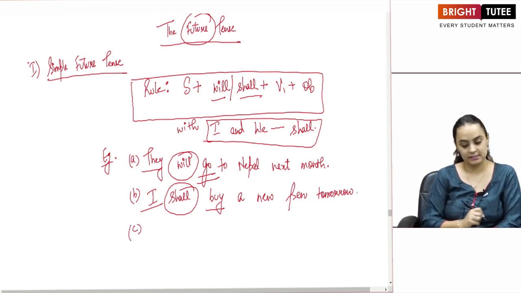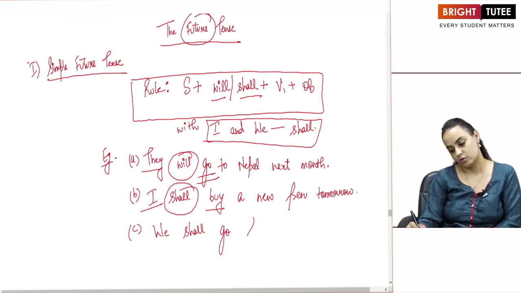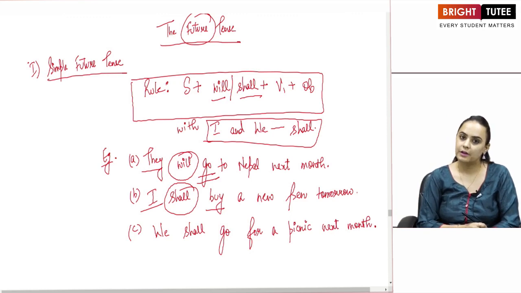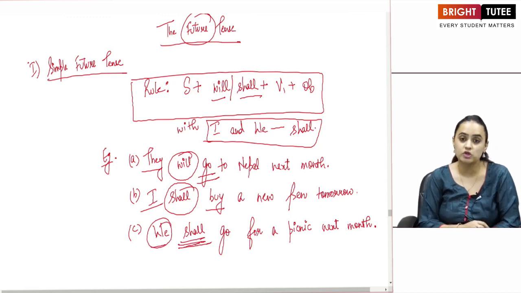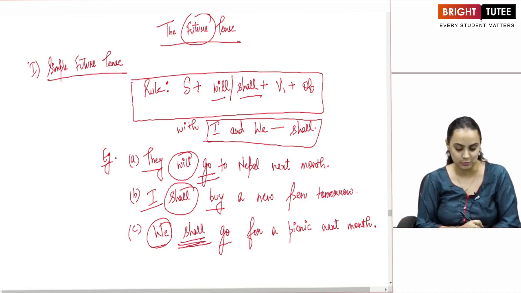Next sentence. We shall go for a picnic next month. So, where are we going to go for the picnic? We shall go. With we we will be using shall. The first form of the verb is go. So, we shall go for a picnic next month.